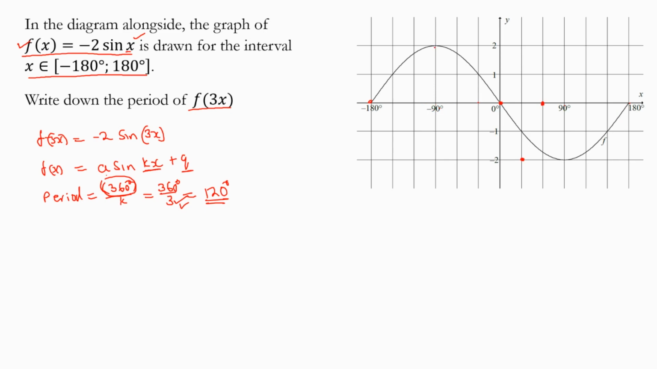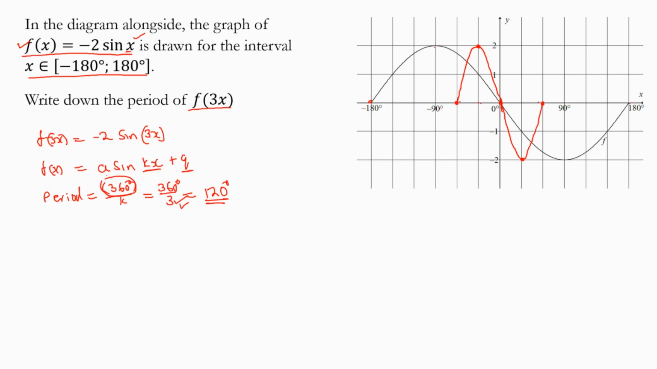Coming to this side, negative 90 degrees gives 2. So it's going to be at negative 30 here. Divide negative 90 by 3 is negative 30. And then divide negative 180 by 3, you get negative 60, which is here. You see that? So the graph will repeat itself after every 120 degrees. This is 60 here, then 60 there. 60 plus 60 is 120 degrees.